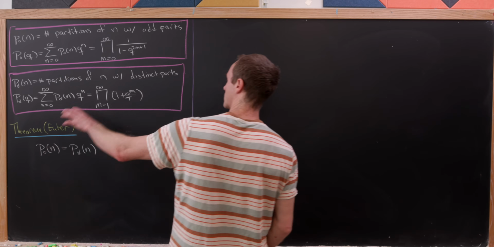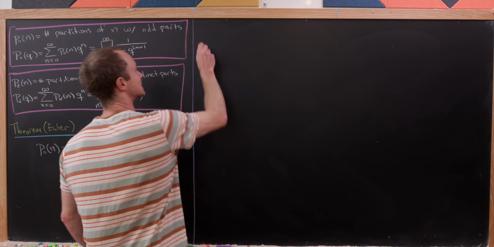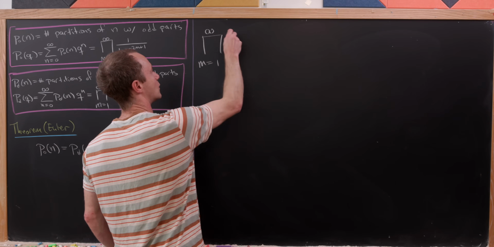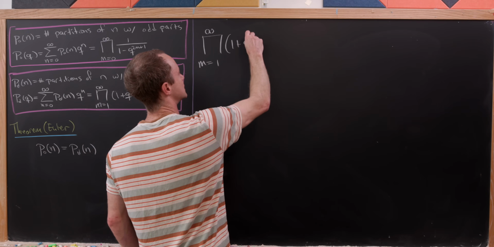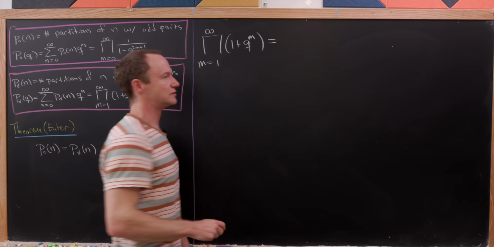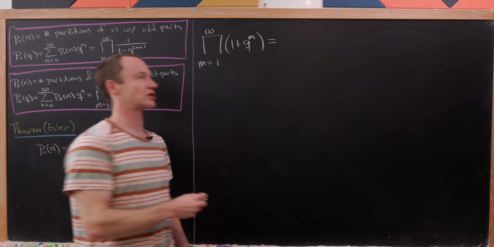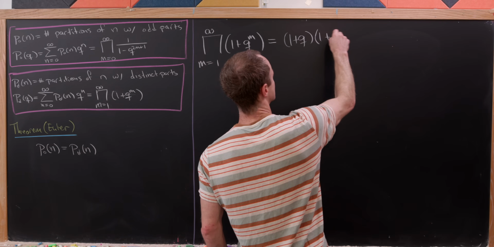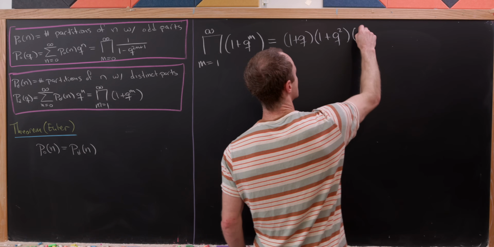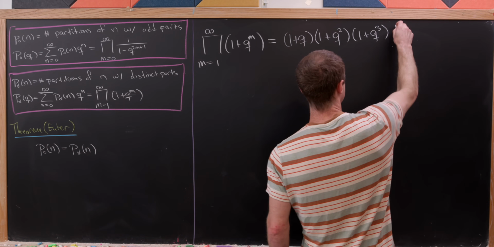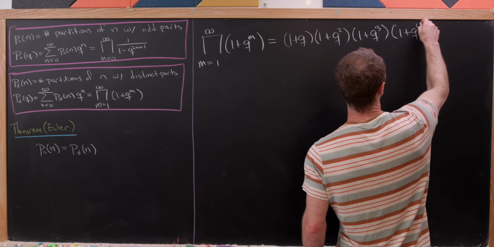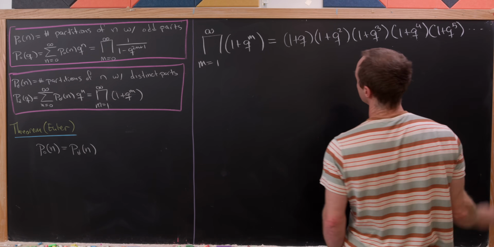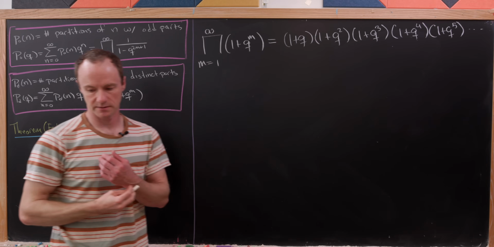Okay, so let's start with the generating function for distinct parts. So I'm just going to copy it over here. We've got this product as m goes from 1 to infinity of 1 plus q to the m. And now what I'll do is I'll write out the first several terms here. So we've got 1 plus q, so those are our parts equal to 1. 1 plus q squared, those are our parts equal to 2. 1 plus q cubed, 1 plus q to the 4th, and since we've got space, 1 plus q to the 5th. And then that's going to extend on and on and on.